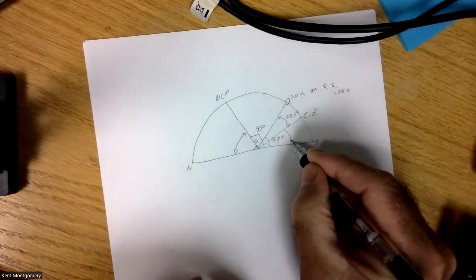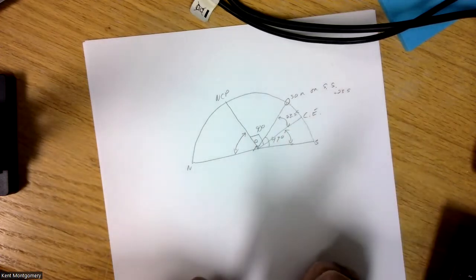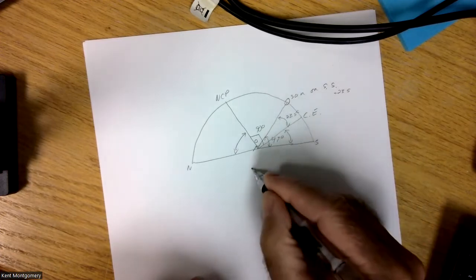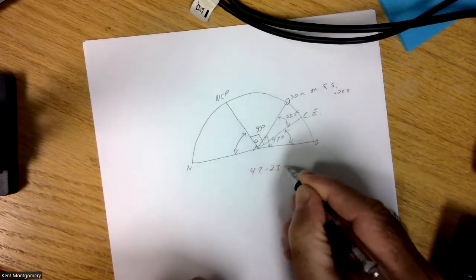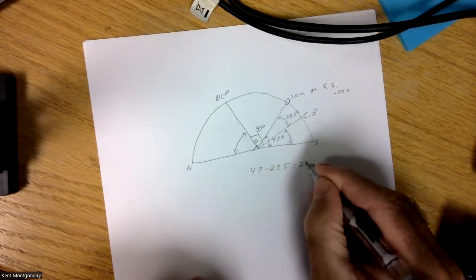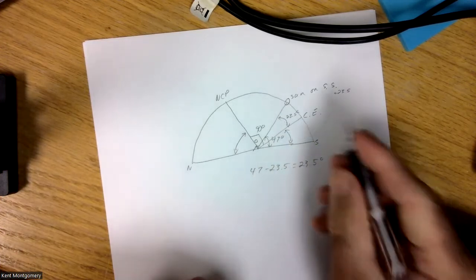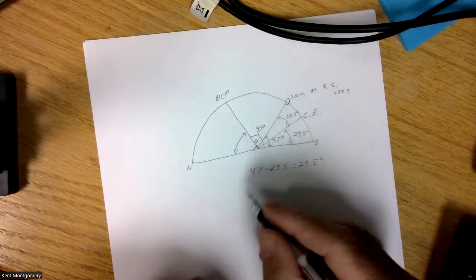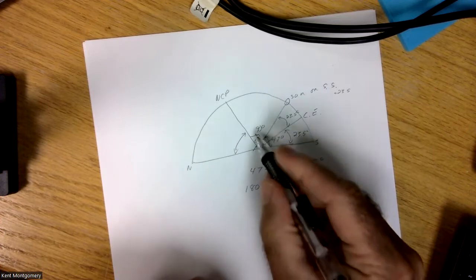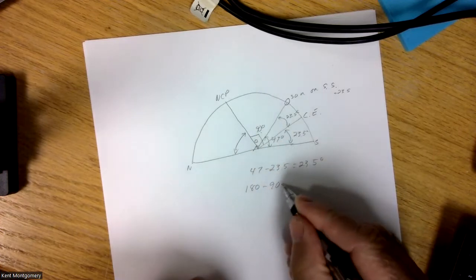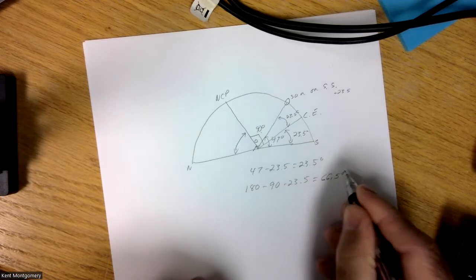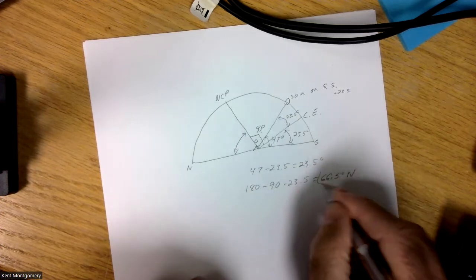Well, first I have to figure out what the altitude of the celestial equator is. But I know this is 47, so I just take 47 minus 23.5. And if you do that, you get 23.5. So this is 23.5 degrees here. And then I have 180 minus 90 minus 23.5. Leaves me with 66.5 degrees north.